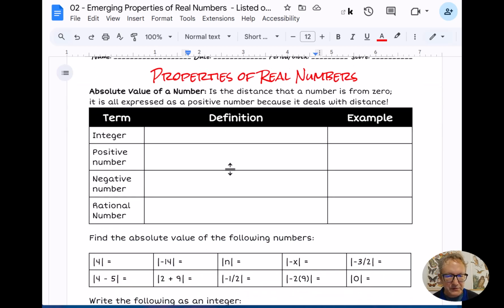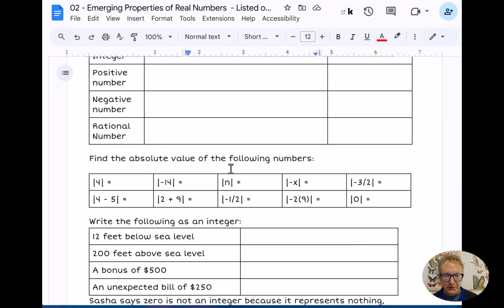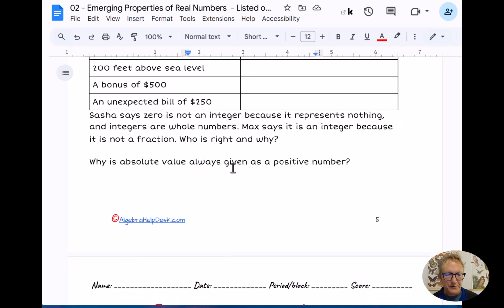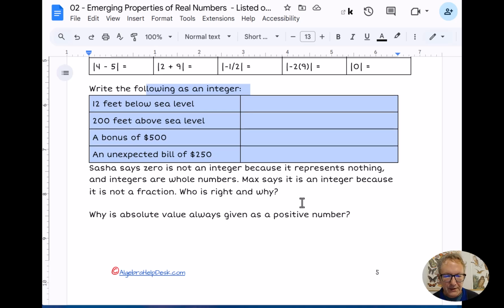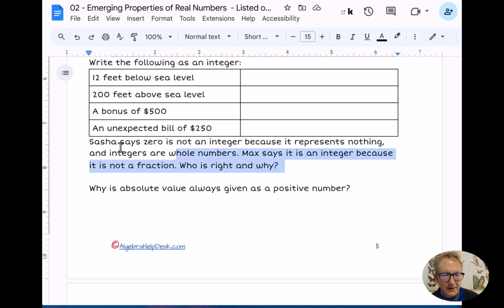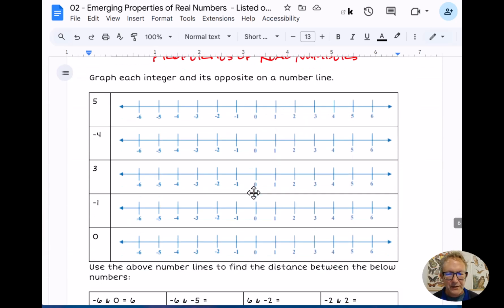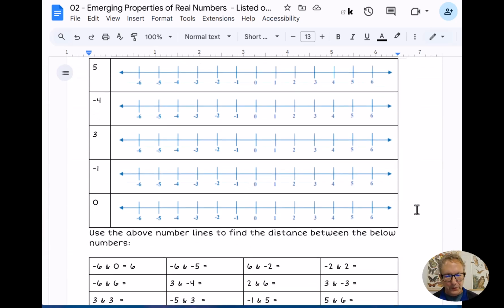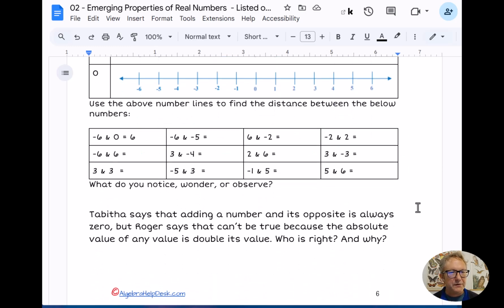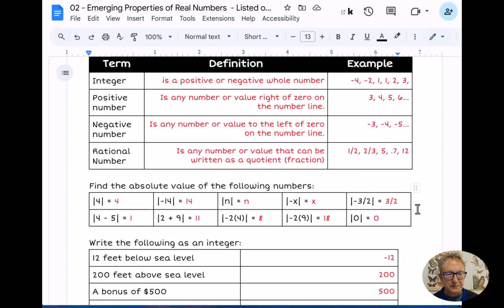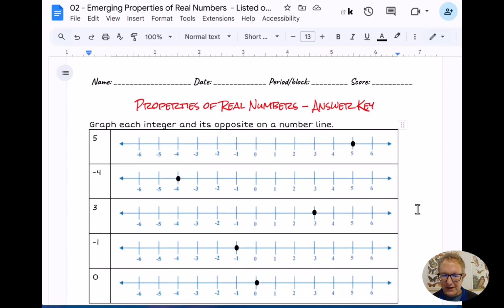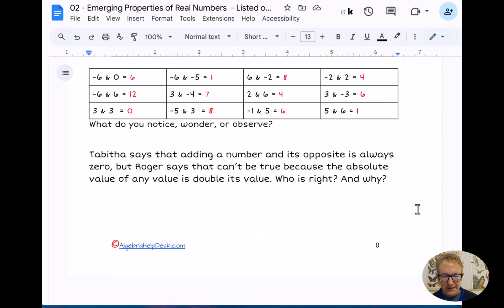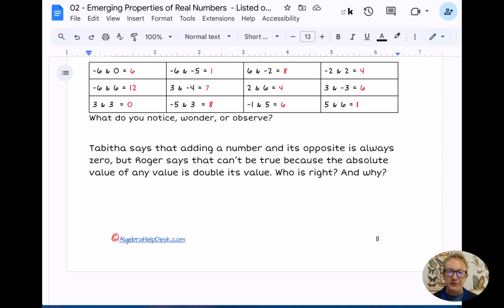And then we give them some more properties. They're going to find the absolute value, a couple of word problems, real world situations. Here's one where they're critiquing the work of Sasha. We are introducing the number line. We'll come back to the number line in a few lessons. But once again, there's a lot of opportunity for kids to have discussions with their shoulder partner or small group.